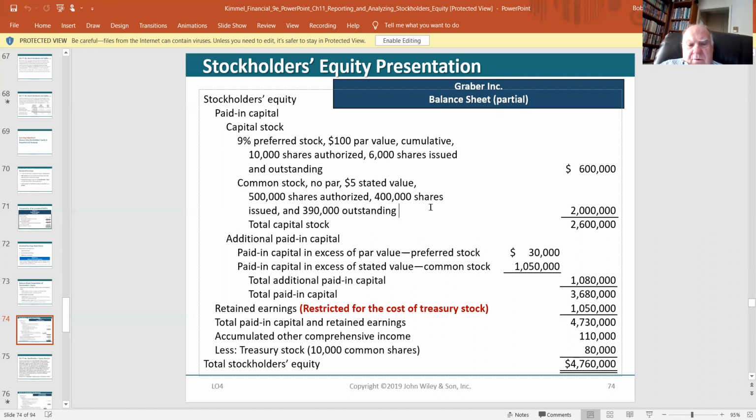Let's not worry about the numbers. I'm more worried about the presentation. The additional paid in capital goes below the common stock. Typically, Derek, the way I've seen this before and the way it is, as far as I know, in the real world, you're going to show the common stock right here, the 2 million, and you're going to show the paid in capital of 1,050 right under it. Here, they're separating them into two different categories. Total paid in capital. And now they have some treasury stock that they bought back, which reduces your capital and gets you down to 4,730,000. They had accumulated income of 110,000 minus the treasury stock gives you total stockholders' equity, 4,760,000.